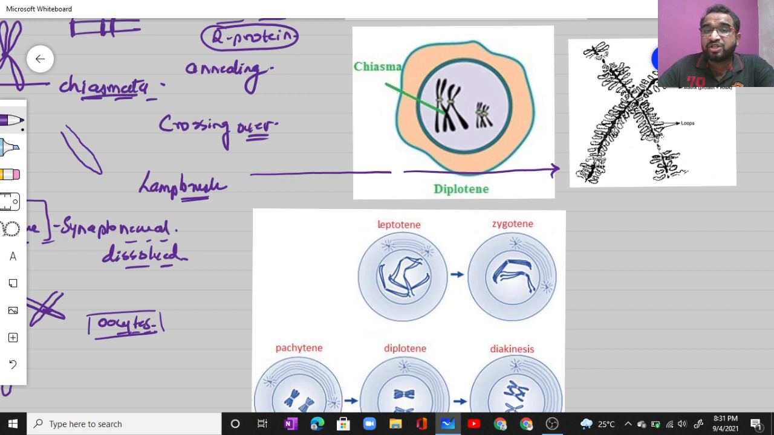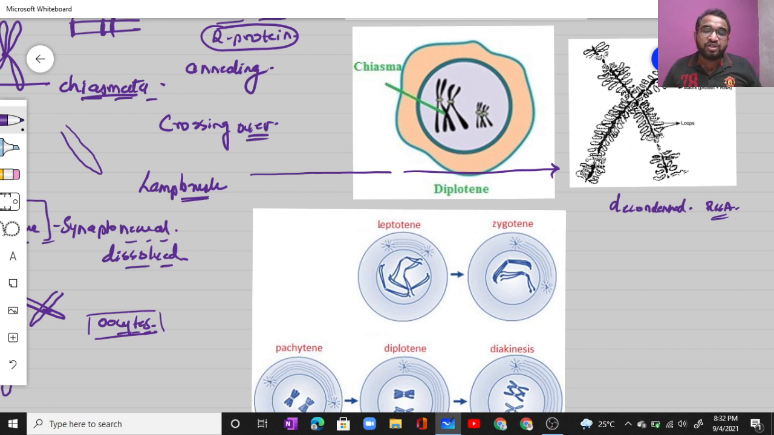Because they are arrested in this stage for a longer period of time, the chromosomes may get decondensed, and the DNA gets involved in the formation of RNA. And when the RNA is formed, we know that proteins are also synthesized. Such chromosomes are called lampbrush chromosomes. The thing we have to remember is that lampbrush chromosomes are those chromosomes which are arrested in the diplotene stage and have got decondensed.